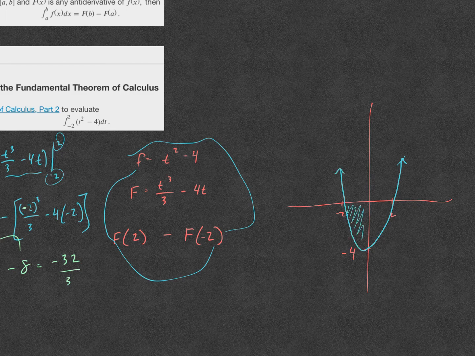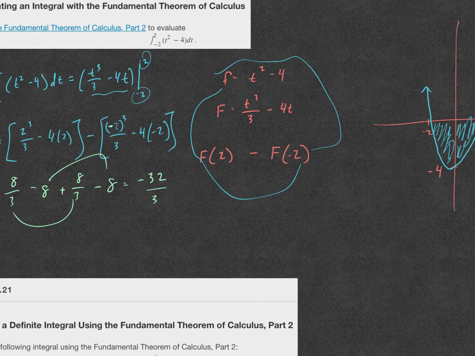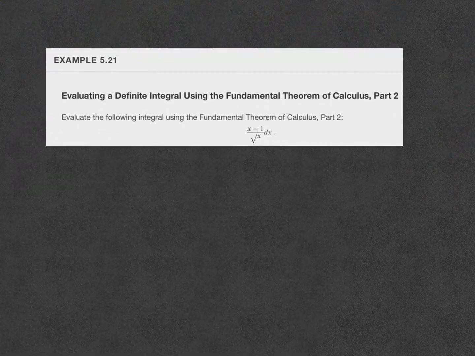We've got this area. So our result is negative because all of that area lies below the t-axis. Okay, that's why we get a negative for the area. All right, there we go. So that's what we find, and this is how we're going to evaluate integrals from here on out. Let's do another example.